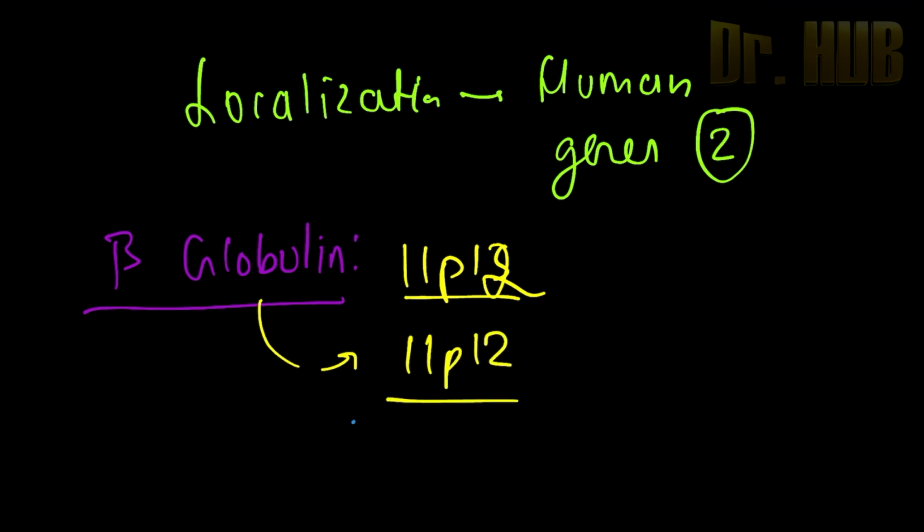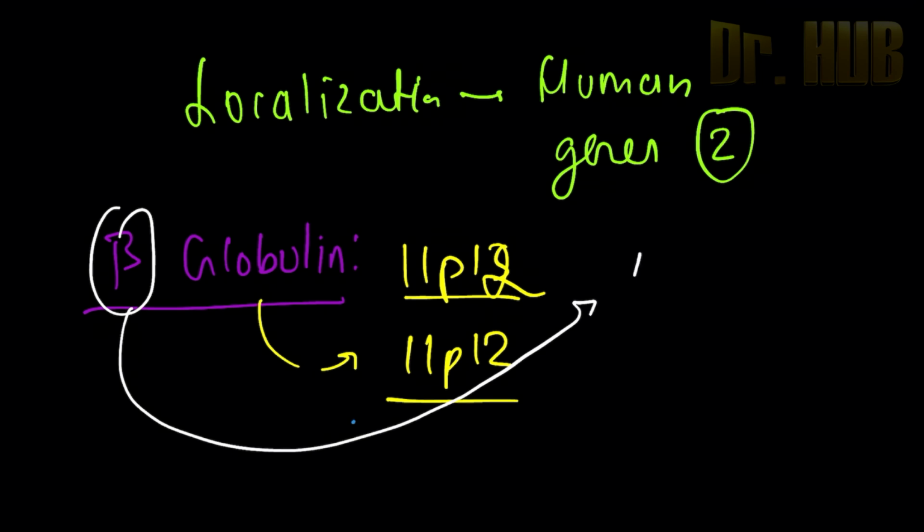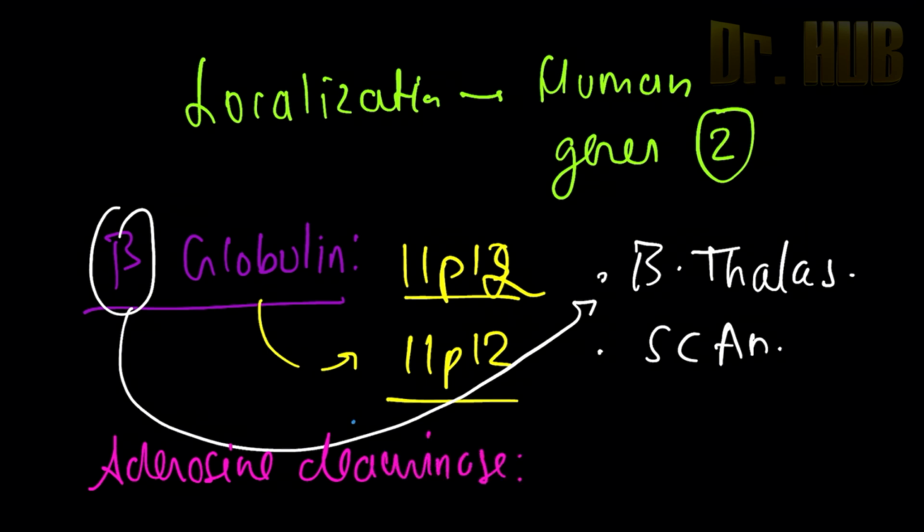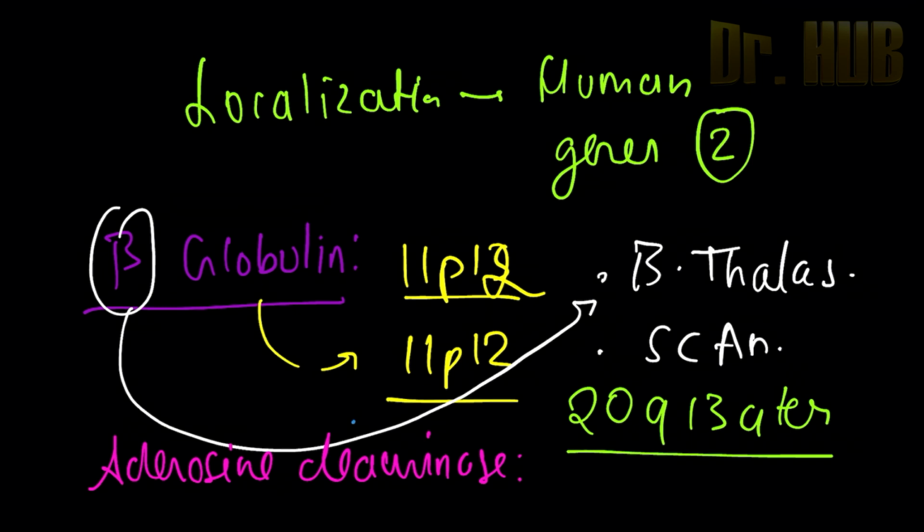So what is the disease implicated? In alpha globulin, we saw alpha thalassemia. Here, naturally, it is beta thalassemia, and the other is sickle cell anemia as well. Next, moving on to adenosine deaminase, which is associated with 20q13-qter, and the disease associated with phenylalanine hydroxylase is phenylketonuria.